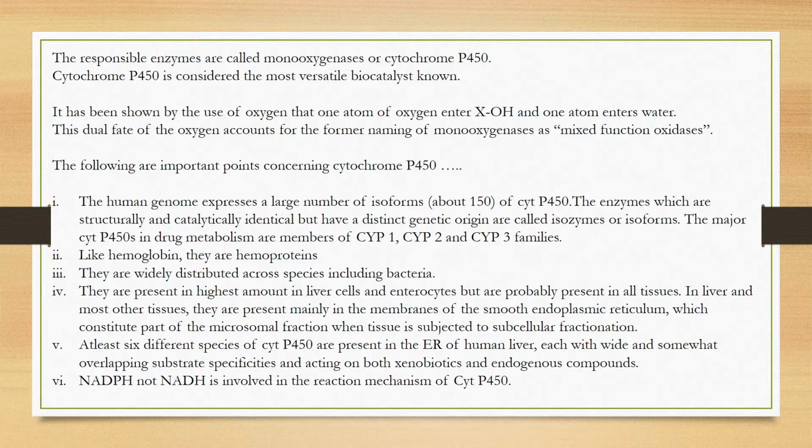At least 6 different species of cytochrome P450s are present in the endoplasmic reticulum of human liver, each with wide and somewhat overlapping substrate specificities, and acting on both xenobiotics and endogenous compounds.